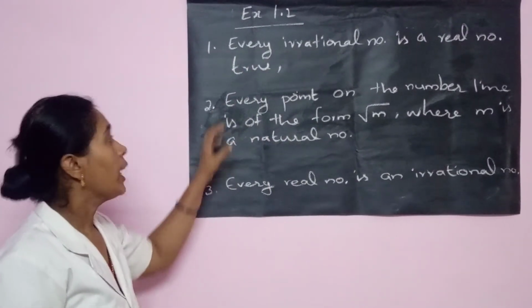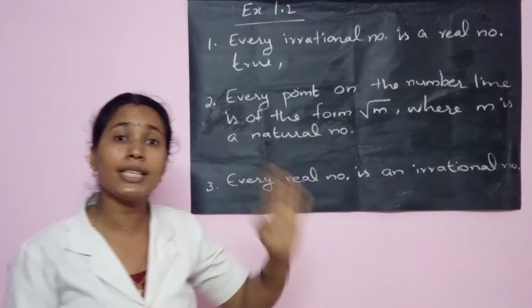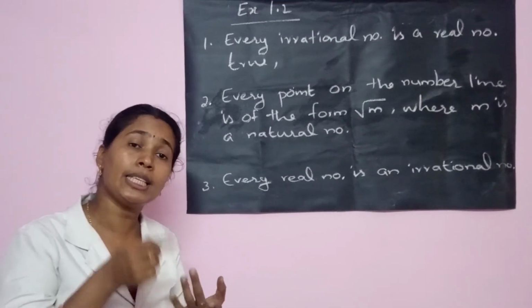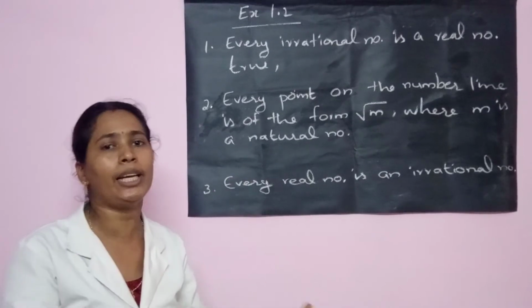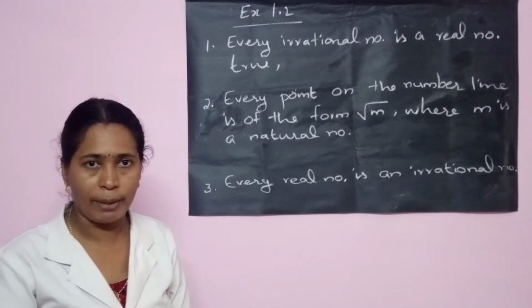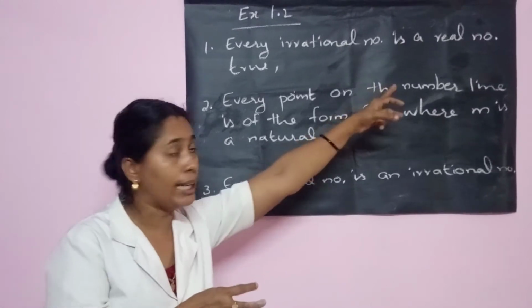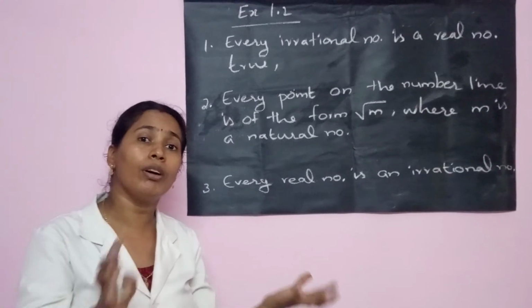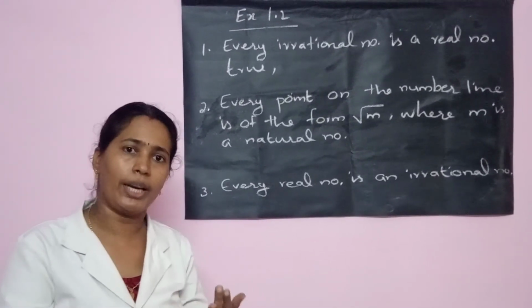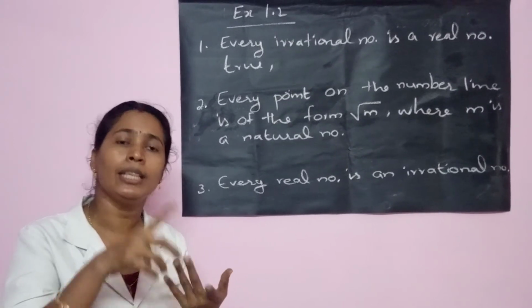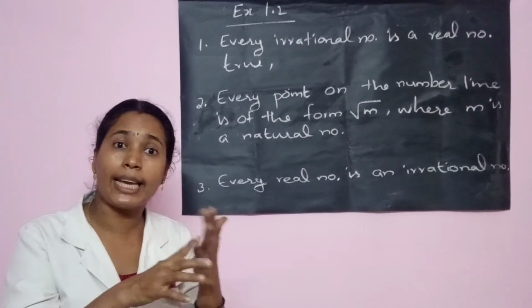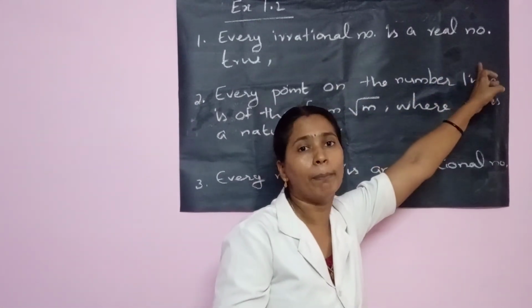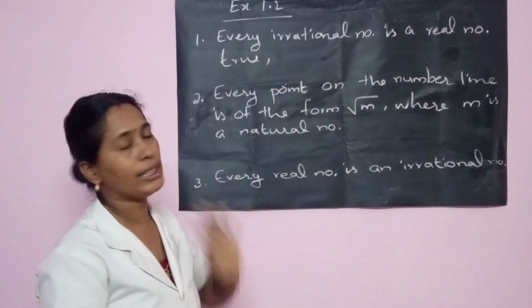Why? Because the real number system is the largest number system, which includes natural numbers, whole numbers, integers, rationals, irrationals, everything inside the real number system. Isn't it? The real number system consists of numbers of all the types that you have studied: natural numbers, whole numbers, integers, then rationals, irrationals, etc. So, the given statement is always true.